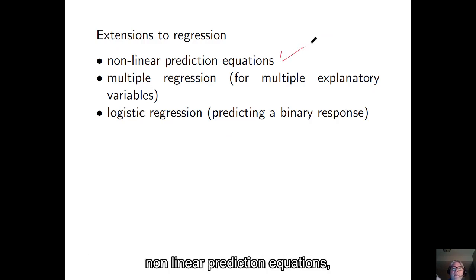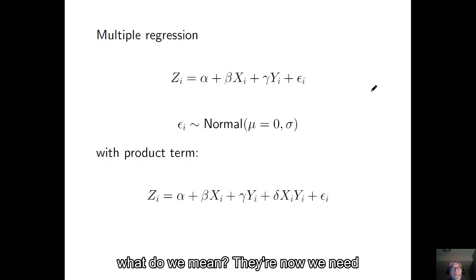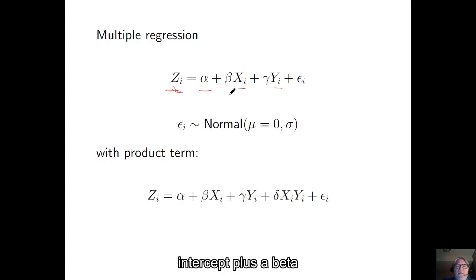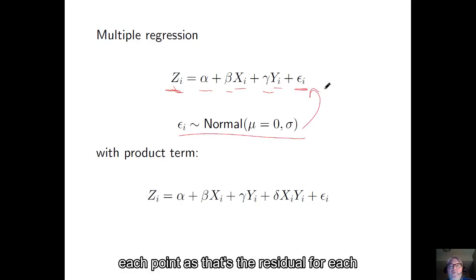We just talked about the non-linear prediction equations. You could have multiple explanatory variables, so you can do multiple linear regression. So what do we mean there? Now we have a couple of explanatory variables, so I've decided to say the response variable is called z here, and I'll just call the 2 explanatory variables x and y. And so the idea is now you've got a prediction for z based on some intercept plus a beta slope for x and a gamma slope for y, and there's your normally distributed scatter for each point. That's the residual for each point.